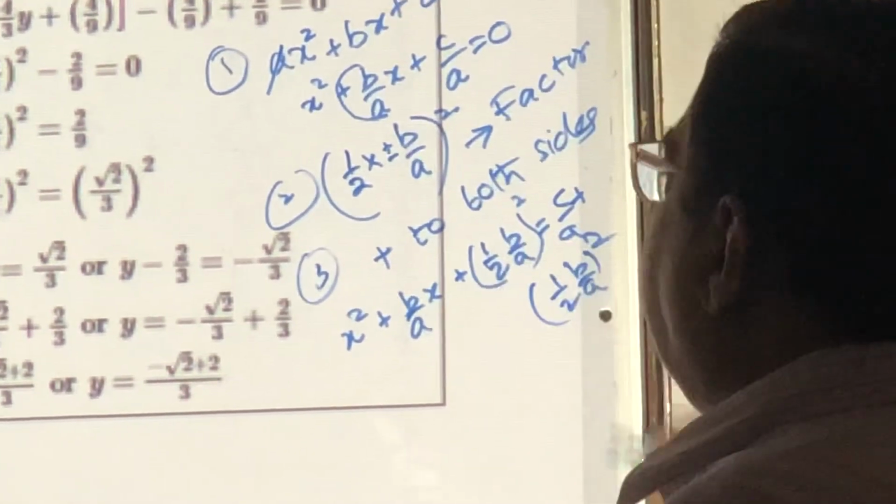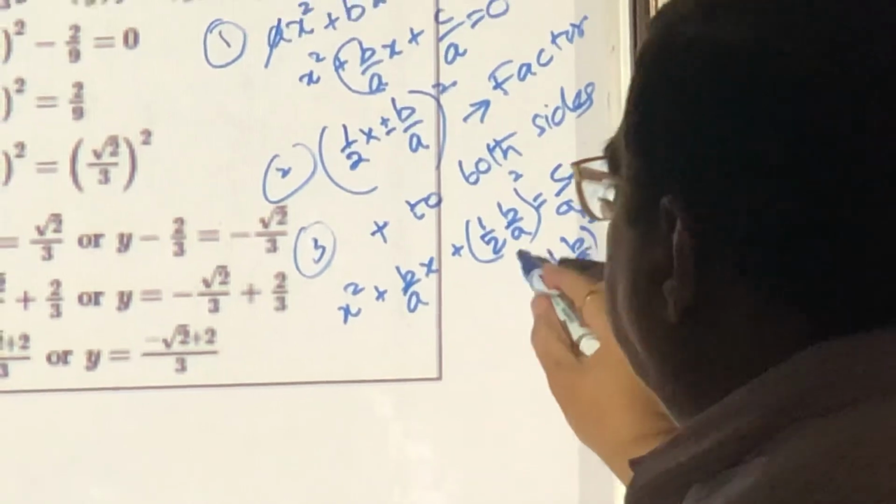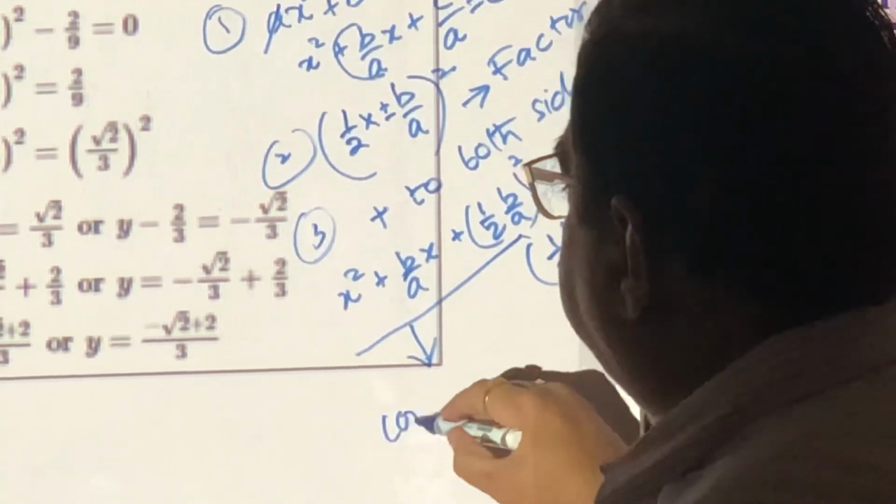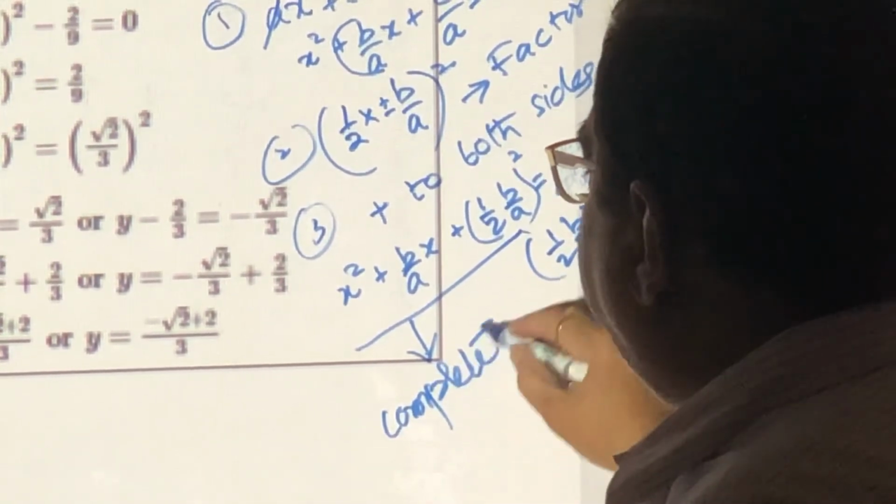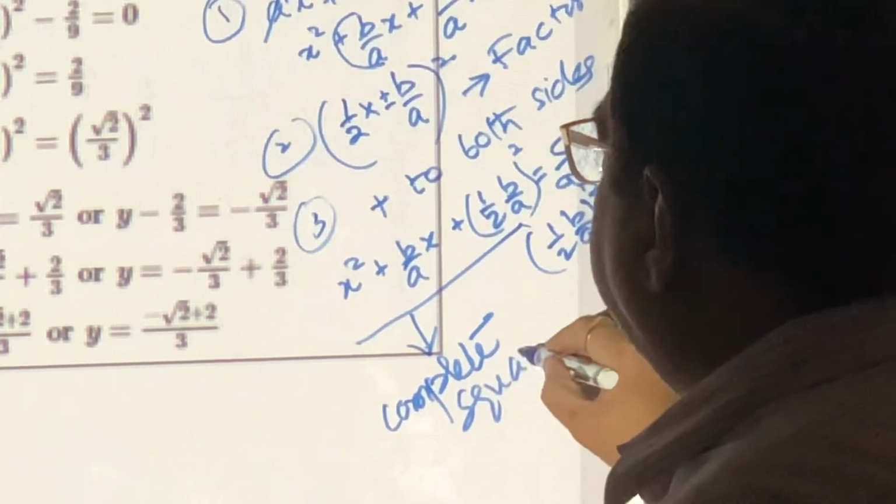Add to both the sides. This will be a complete square, always. Unless you are a fool. So you don't have to worry. Always.